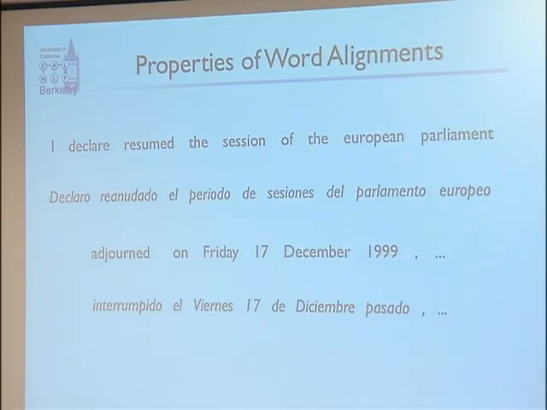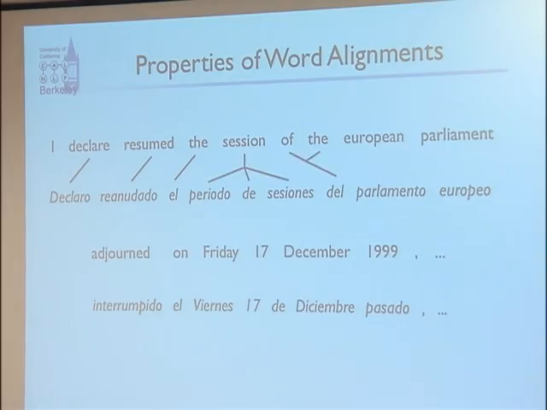Okay, so let's see how we would align this up. Here's how I would line it up. I would say that declaro means declare, reanudado, excuse me, doesn't quite mean resumed, but it's close enough in the structure of this sentence. El means the. So we're going kind of word to word, word to word, word to word.